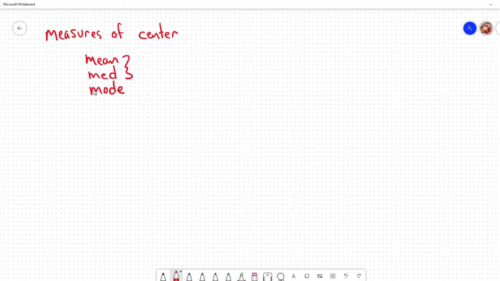Mode really was just the number that appeared the most. And sometimes there might be more than one mode. So we want to be a little bit more definitive in what we are talking about as a center. So we're going to really focus on the mean. The mean, if you remember, was just summing up all of the data points, and then you divide by the number of data points. So we add up all the data points and divide. It was a calculative way of finding the middle.